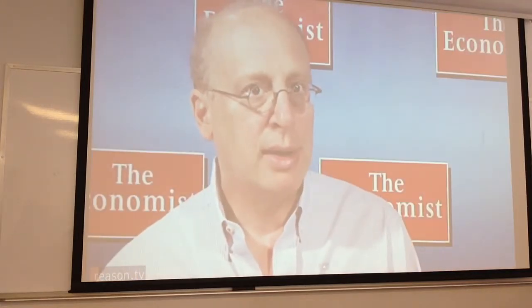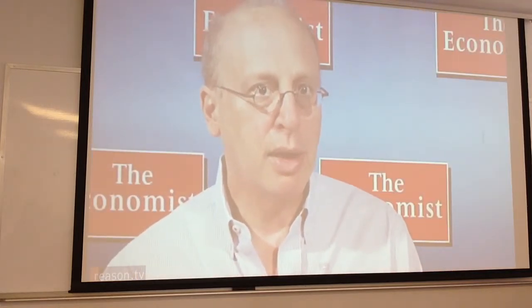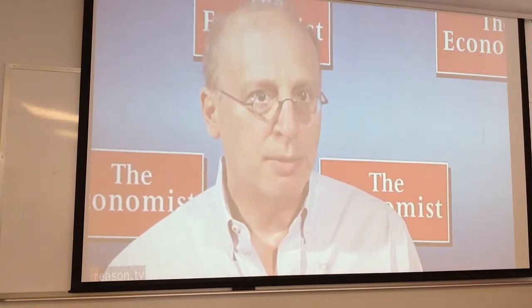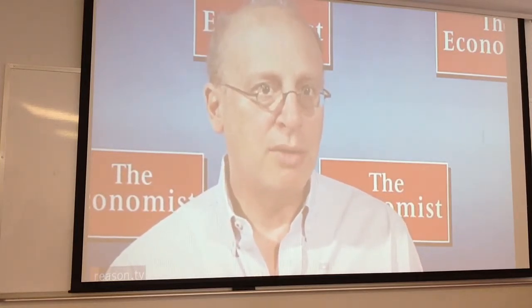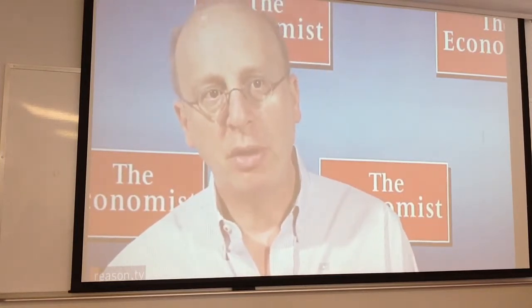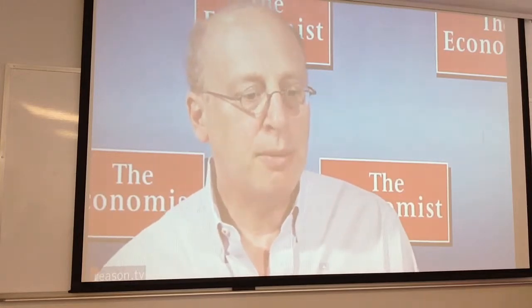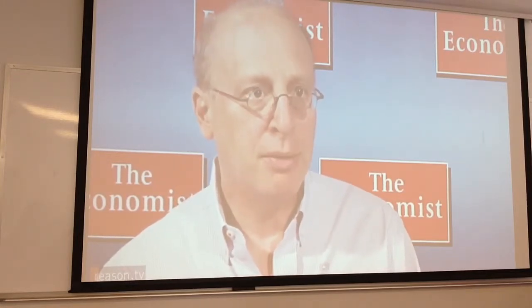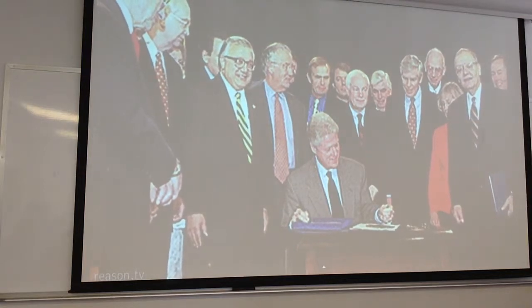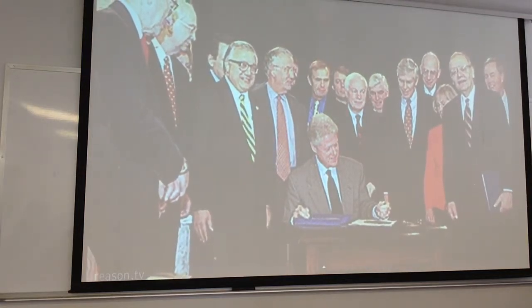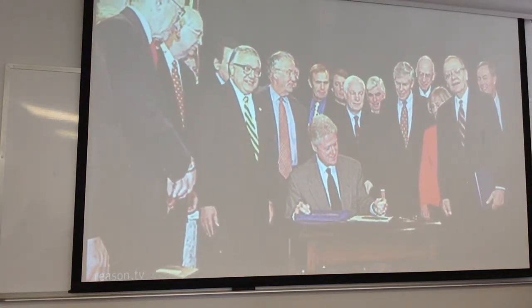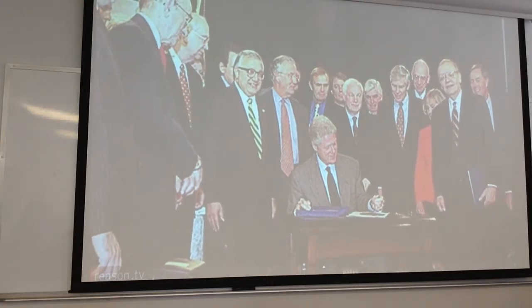Glass-Steagall was a law that was created in the 1930s that did a very interesting thing. It tried to segregate risk. It tried to take much of the risky assets and put it in one form of financial institution. And then it tried to take the rest, the safer assets, and put it in banks. Much of Glass-Steagall had already fallen apart by the time it was formally repealed. And it was destroyed because of monetary and fiscal policy in the 60s.